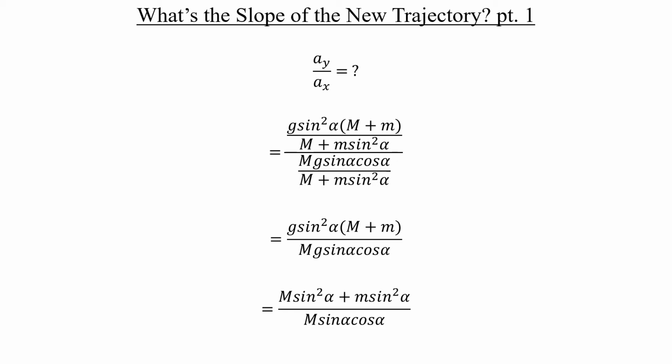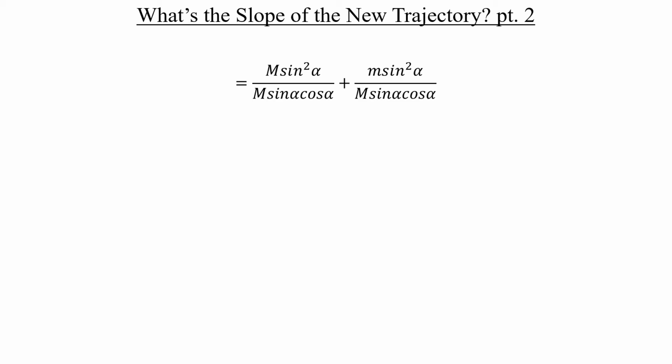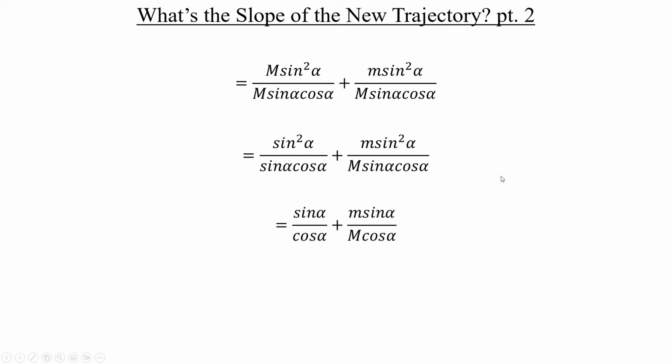We can break up this ratio into a sum of 2 ratios, and there's some additional canceling out that can be done here. I have capital M upstairs and downstairs in the first term, so that can be removed. Additionally, there's a sine term upstairs and downstairs in both of these, which means that they should reduce to the following. Both terms now contain sine over cosine, which is our familiar buddy, tangent. The only thing is, there's this mass ratio attached to the second term.